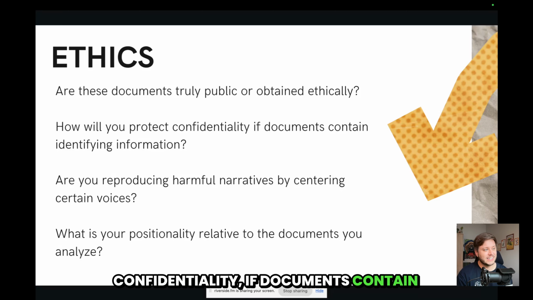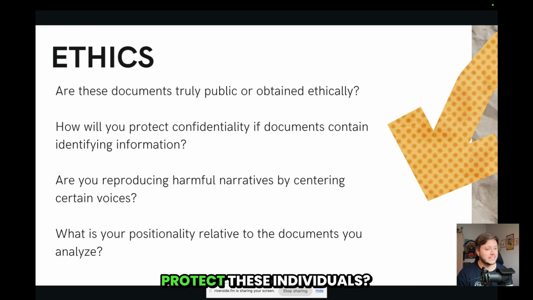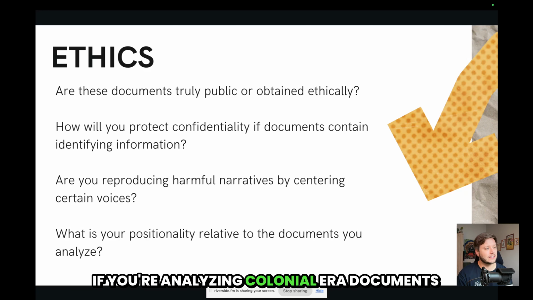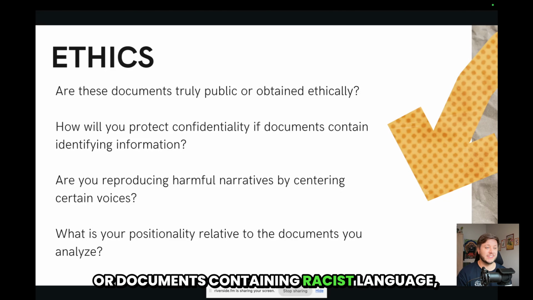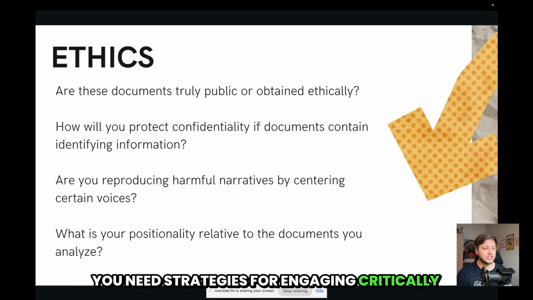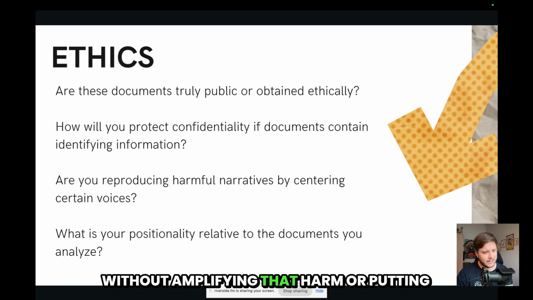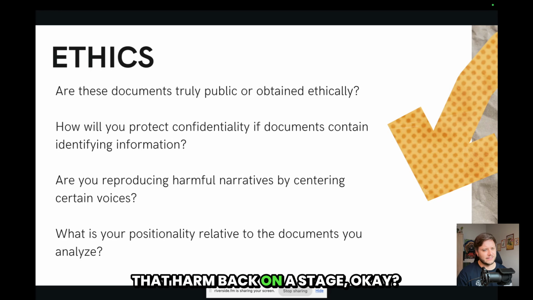Confidentiality. If documents contain identifying information, how are you going to protect these individuals? Redaction may be necessary. Are you reproducing harm? If you're analyzing colonial era documents or documents containing racist language, you need strategies for engaging critically without amplifying that harm or putting that harm back on a stage.